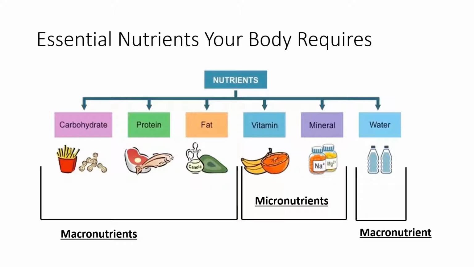Micronutrients include vitamins and minerals. These facilitate metabolic reactions, organ function, and muscle contraction. These help enzymes work and speed up reactions. We need vitamins and minerals, but we need them in much smaller quantities compared to macronutrients. That's why they're called micronutrients, not because they're less important, but because we need less of them.